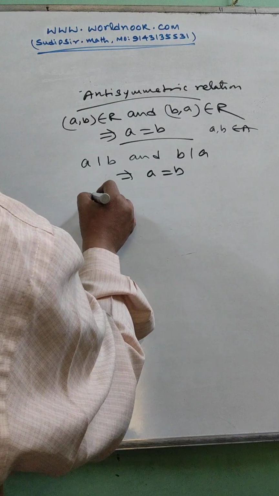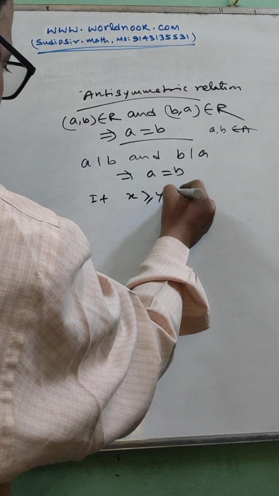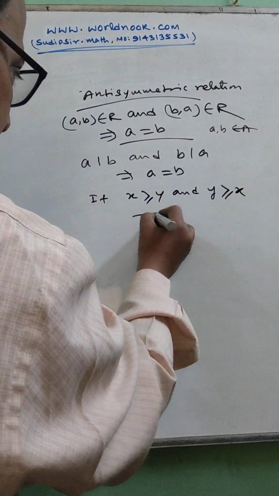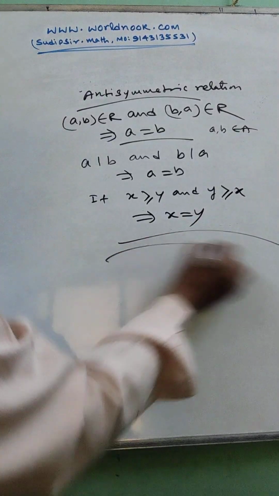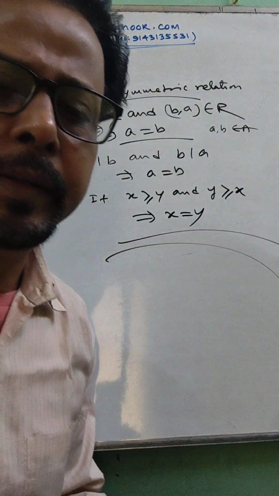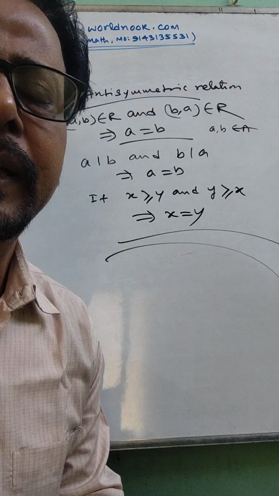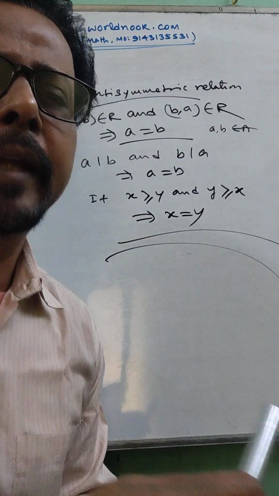Or another example, if X greater than or equal to Y and Y greater than or equal to X, it must be X equal to Y. So this is also antisymmetric. So these are the conditions or formulas for relations.